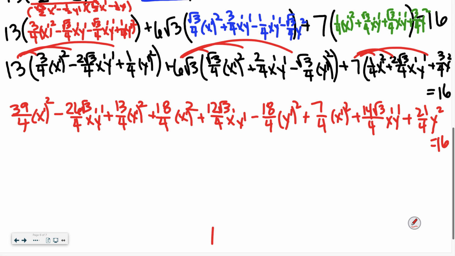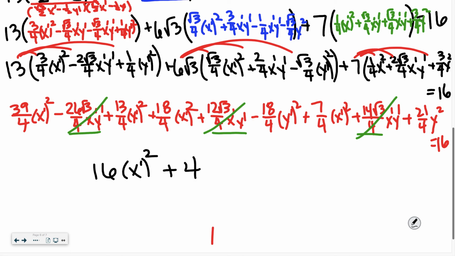You ready for the magic? Oh my god, that's the second term. All of our xy's, what do they add up to be? 0. Are you kidding? Can I just assume? You want to double check, but will you just believe me that this happens? All of the x squareds add up to 16, and all of the y squareds add up to 4.